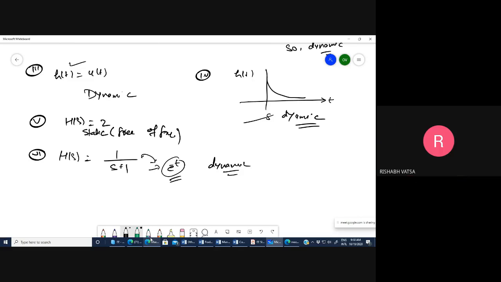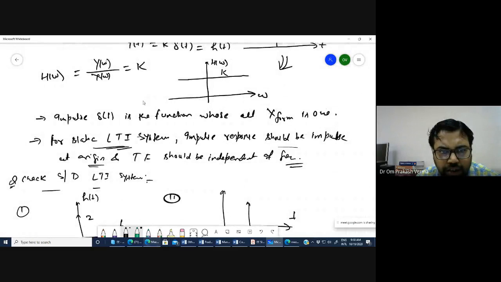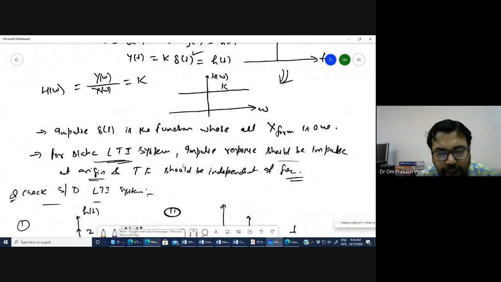I told you a conclusion just now, which I have drawn here. For a static LTI system, the impulse response would be an impulse at the origin. The transfer function would be independent of frequency.